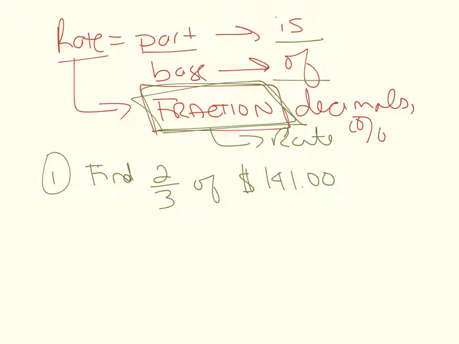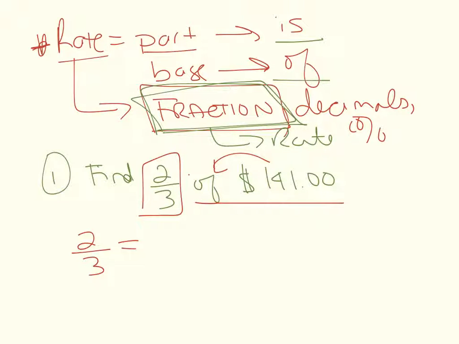Okay, so we already are given a fraction, which is the 2/3, so I'm going to already write that in the formula that I've written above here. Okay, I'm going to write an equal sign. The next word I see is the word of $141. So because the $141 comes after of, $141 is actually going to be our base, and part, I'm just going to put as an x, is our unknown here.